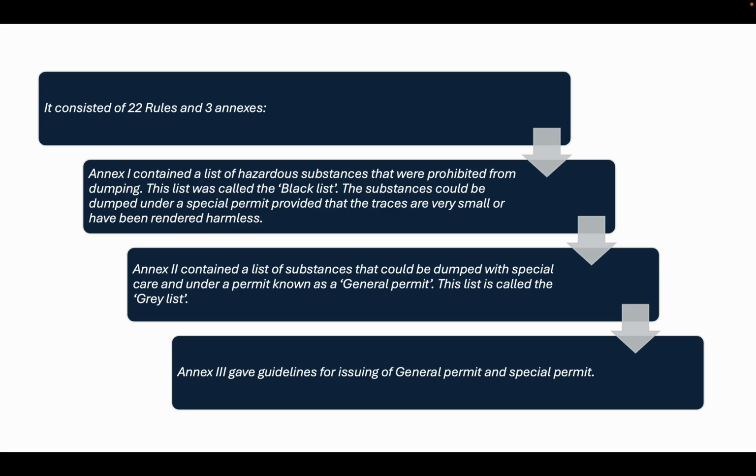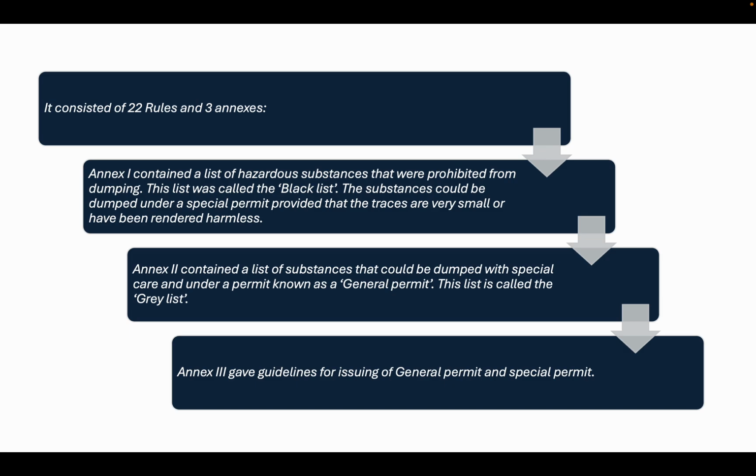Annex 1, blacklist substances, which are strictly prohibited from dumping. If you want to dump, then you get a special permit. Annex 2, you have grey list substances, which are less hazardous compared to the Annex 1 blacklist. They can be thrown with a general permit. And Annex 3, obviously, the guidelines for issuing the special and general permit.